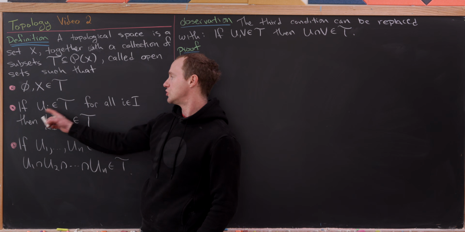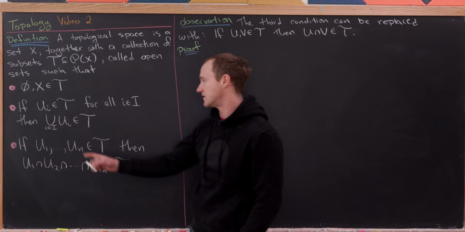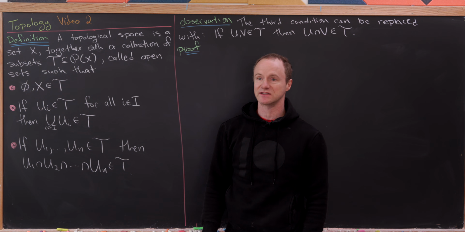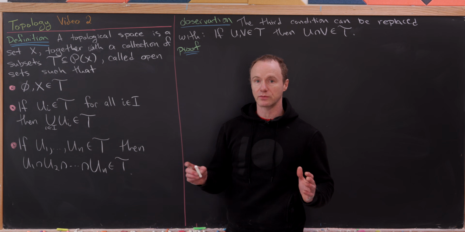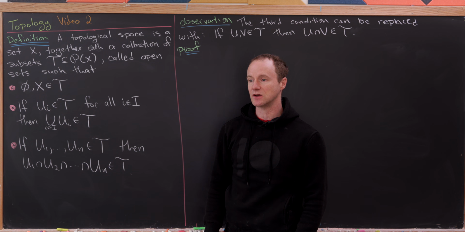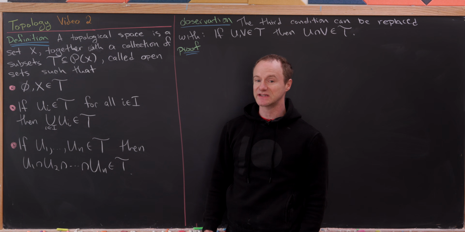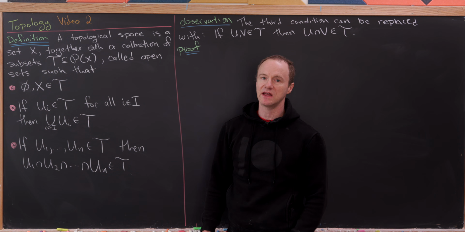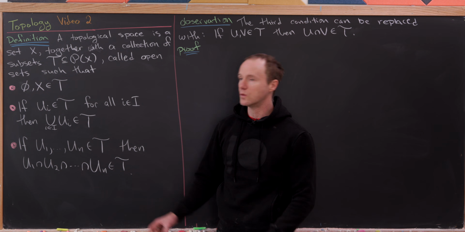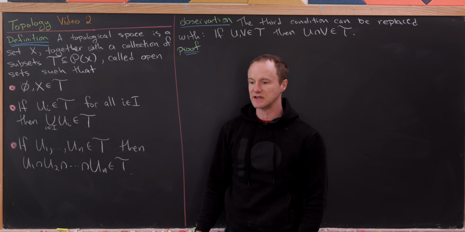Then, if U_i is in T for all i in an arbitrary indexing set, then the union of those U_i's is also in T. But we usually say that as: the arbitrary union of open sets is open. And then also, the finite intersection of open sets is open. In other words, if you've got U_1 up to U_n in T, then U_1 intersect U_2 all the way up to intersect U_n is in T.